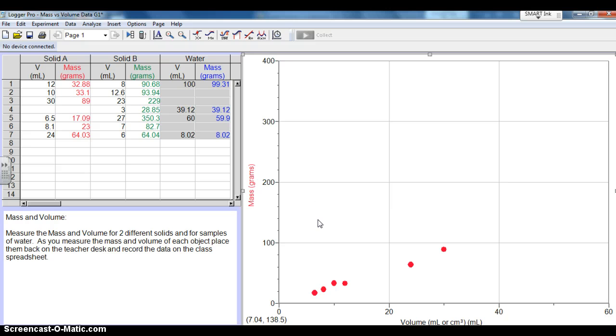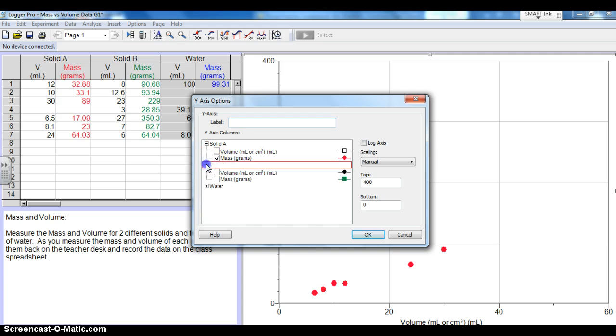That's pretty fancy, but then let's think about solid B. Solid B we saw was heavier for the size. Each piece was like 10 or 11 times heavier than its volume. So let's see what those lines look like. So I'm going to graph solid B.